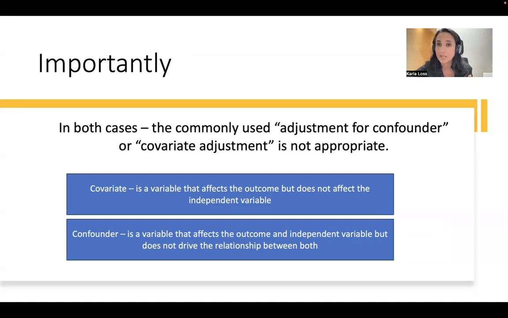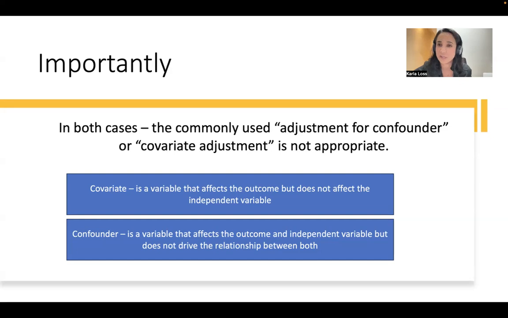It's inappropriate to include a mediator in a regression or any model. And it's also inappropriate to treat a moderator as a confounder or covariate. But let's reflect or review these concepts.